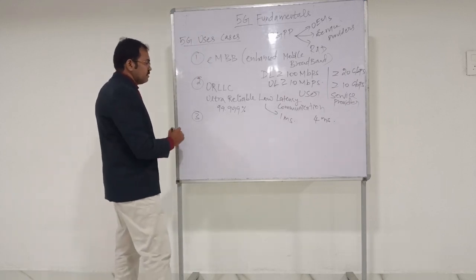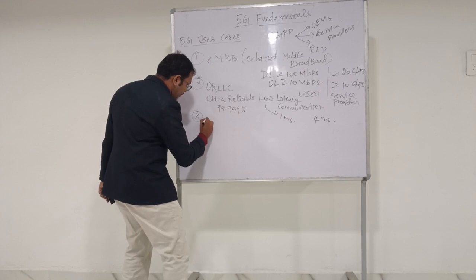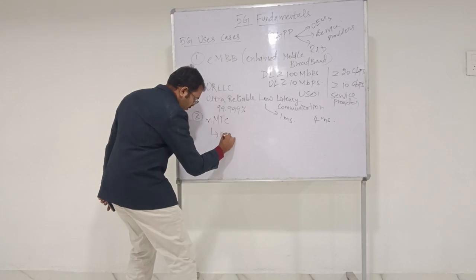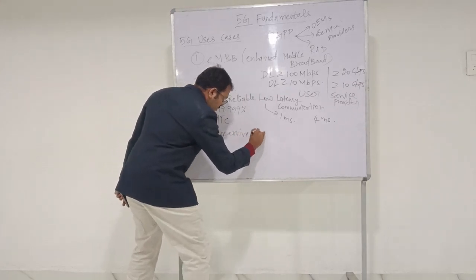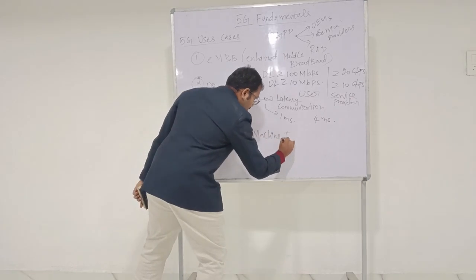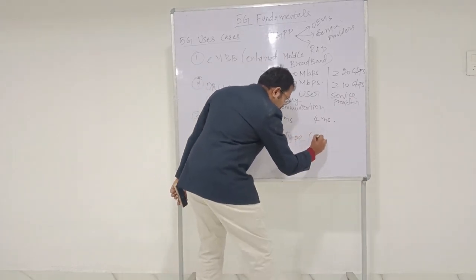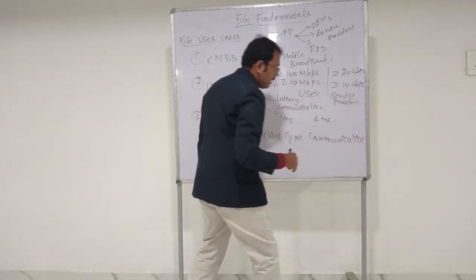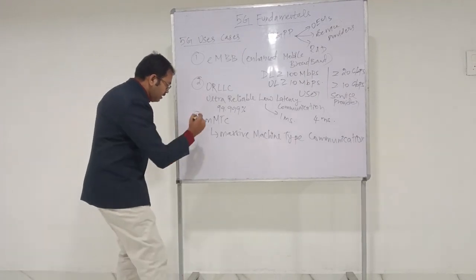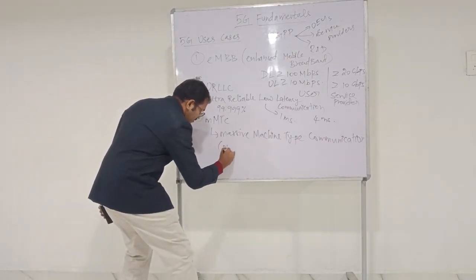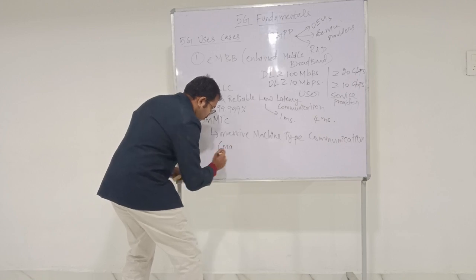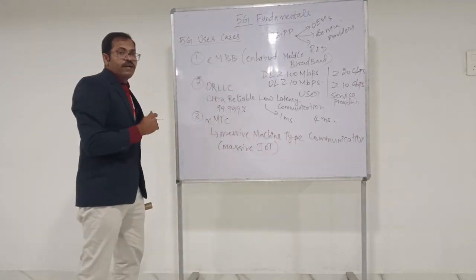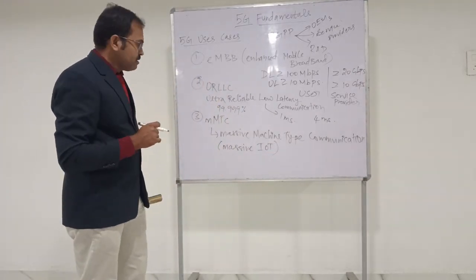Then, what is the third use case? The third use case is mMTC, Massive Machine Type Communication. What is the actual constraint behind mMTC? mMTC is the other name given for massive IoT. Here, people are willing to provide access for a large number of IoT devices.